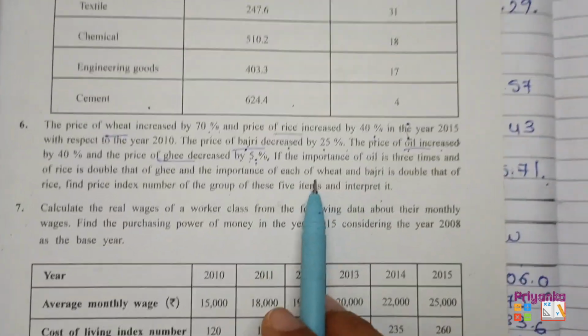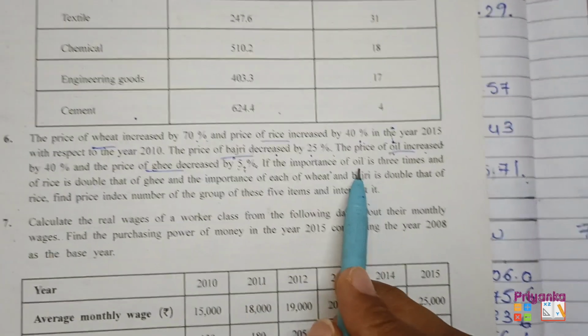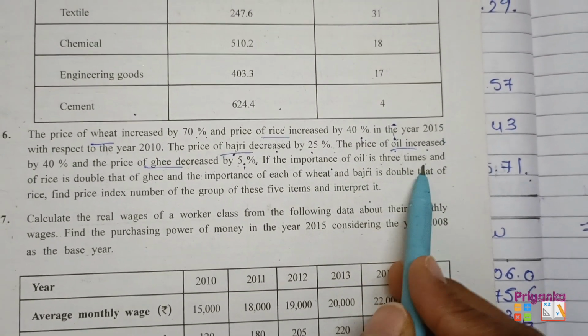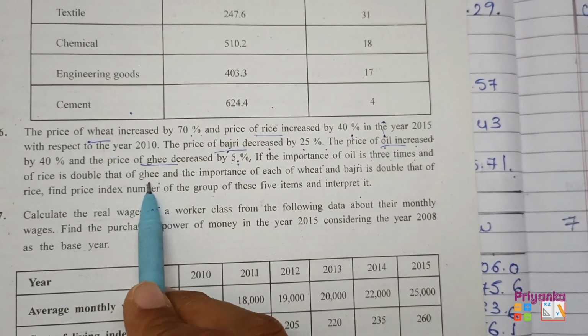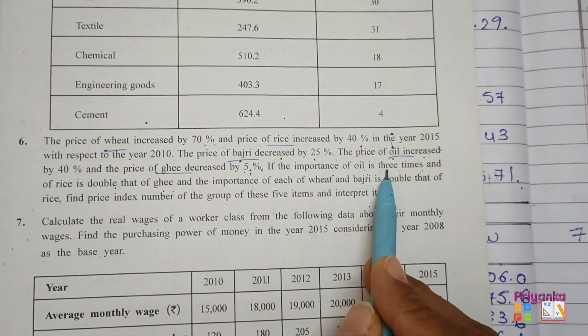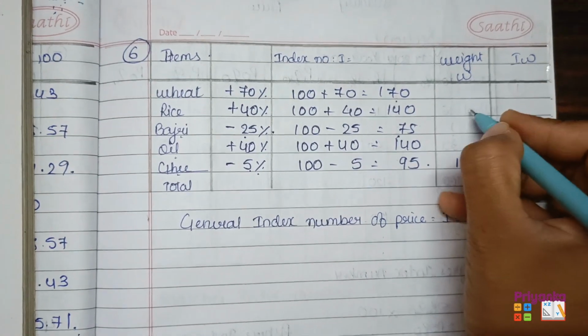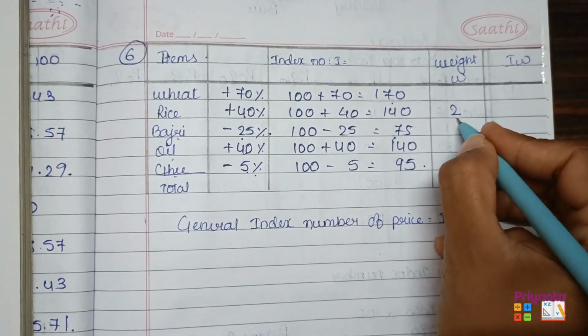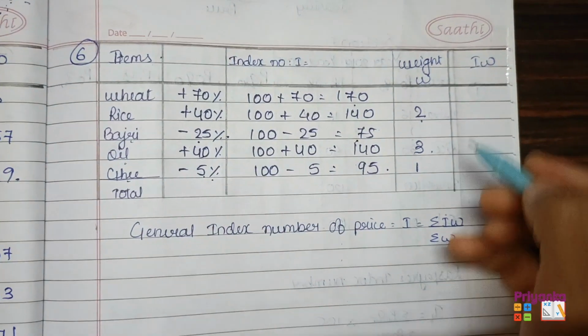And as per the information given in the question for the weight, that is the importance, the weight of oil is 3 times and of rice double that of ghee. मतलब घी का वैल्यू 1 होगा, राइस डबल है तो 2 होगा, और ऑयल का 3 टाइम्स है तो 3 होगा. So first let's take ghee. Here we will declare ghee as 1, rice is double of ghee, that is 2, and oil was 3 times important. So this is how the weight has to be given.